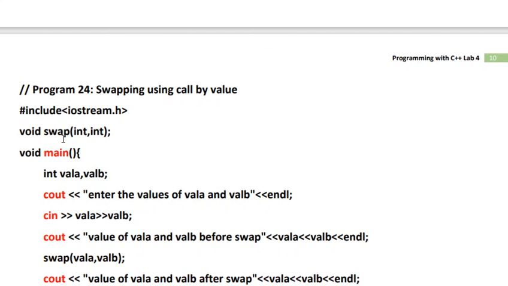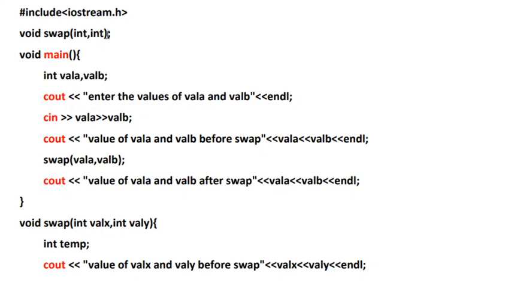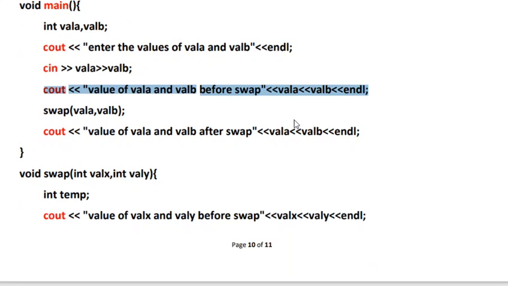Now the next program that we have is swapping of two numbers using call by value. Here you see I have a function swap which has a return type of void and takes in two integer parameters. val a and val b are two values that I'm reading in the main function, and I'm printing the value of val a and val b. If val a and val b are 5 and 6, this will print 5 and 6, and then I'm calling function swap by passing the values of val a and val b.